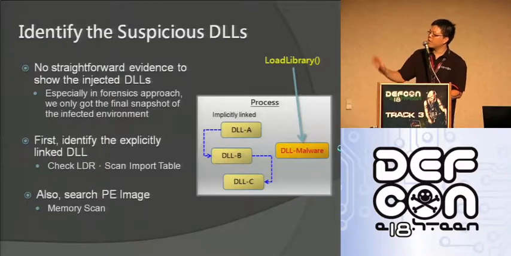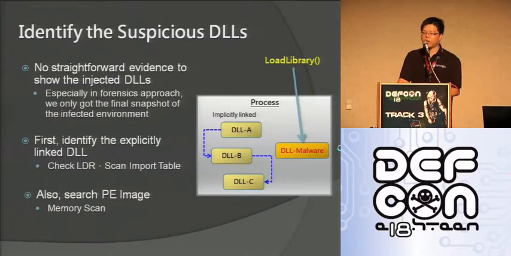So what you see on the graph, normally a process will involve a lot of DLLs where they are implicitly linked. But if there is a DLL that is explicitly linked, it's very likely that it's a suspicious DLL. And that is how we identify a suspicious DLL. So that's what we check, the LDR, and then we scan the import table, try to find the suspicious DLL.